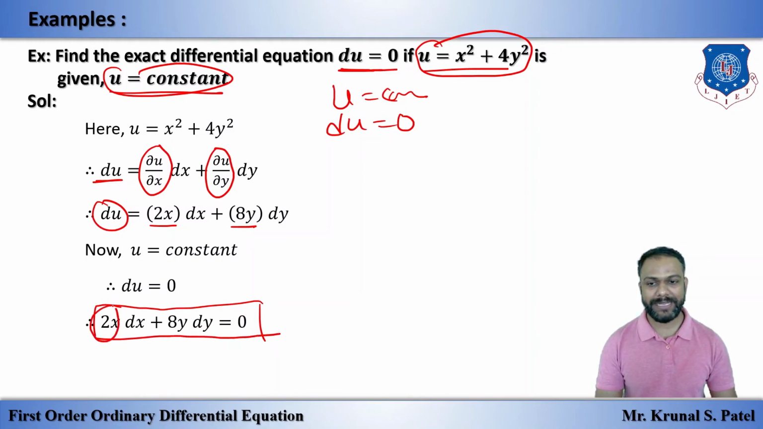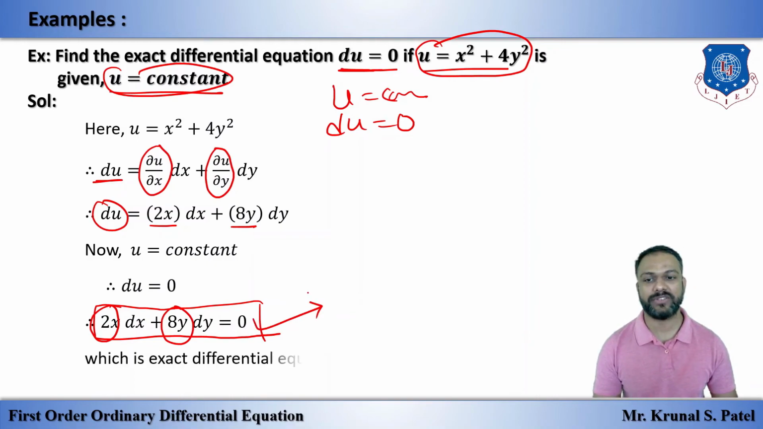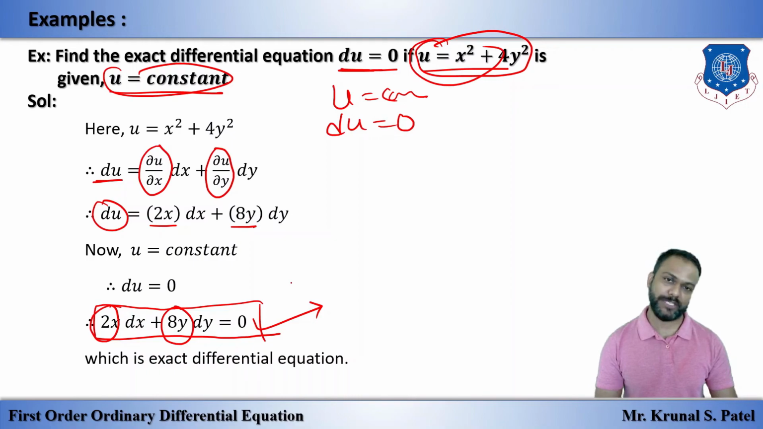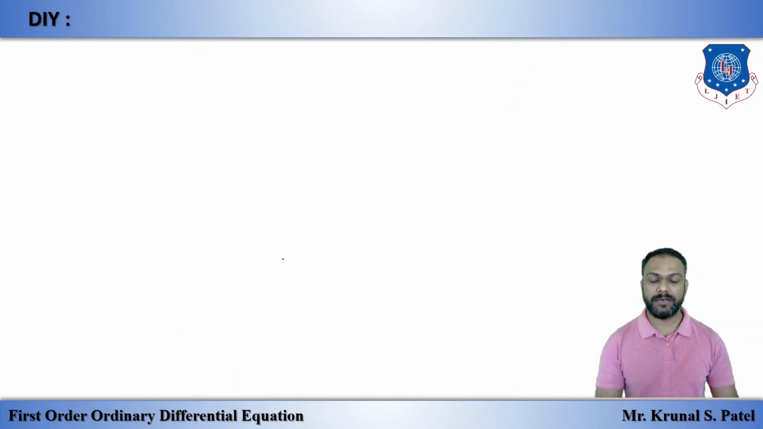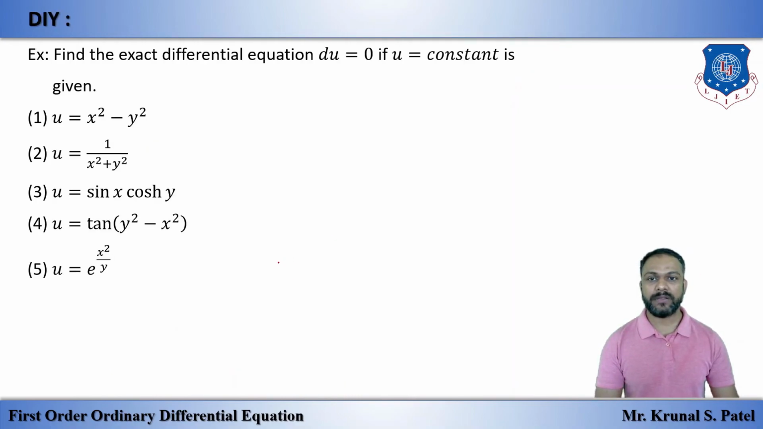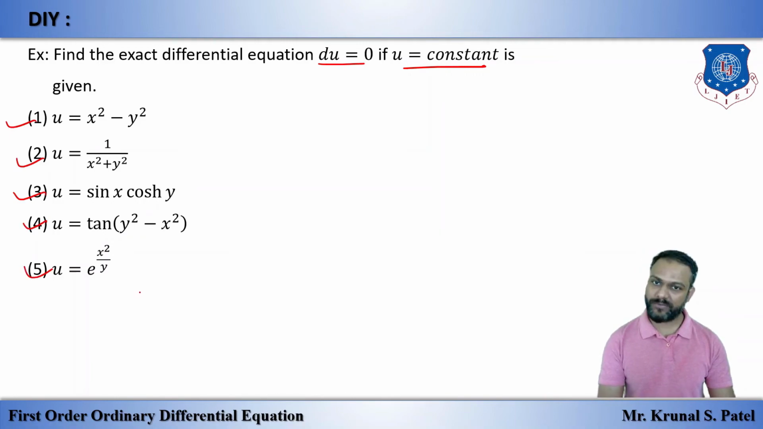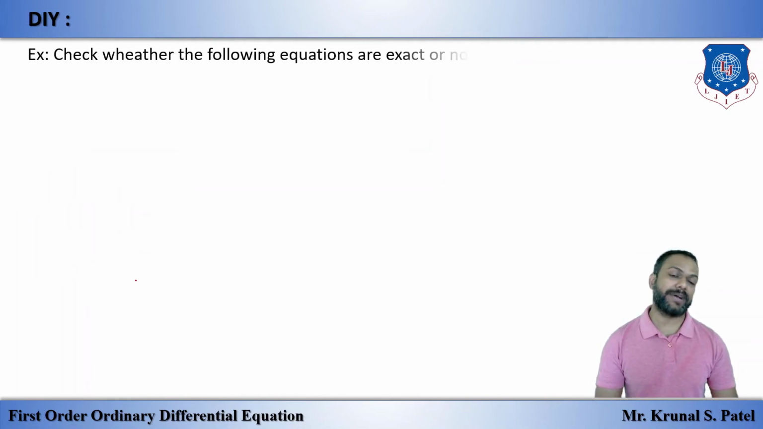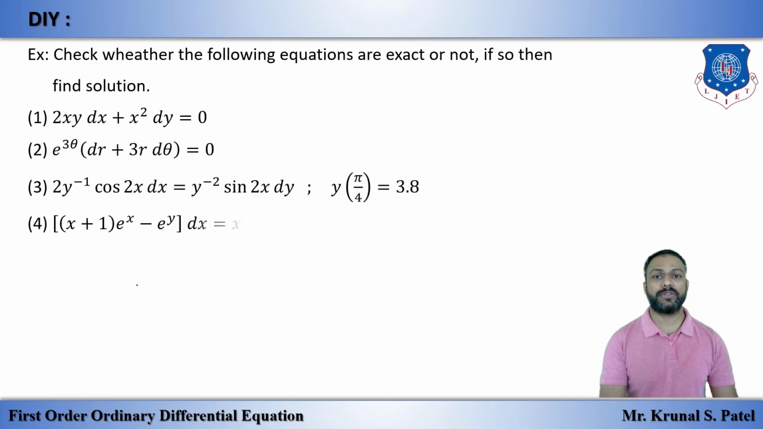You can check by taking this M and N. This will become a compulsory exact differential equation. Okay, so whenever it is asked to form the exact differential equation from the given, at that time you have to follow this method. Okay, so these are the DIYs that you have to solve: find the exact differential equation. Just as we solved du is equal to 0 if u is constant and u is given. So we have 5 examples to obtain the exact differential equation.